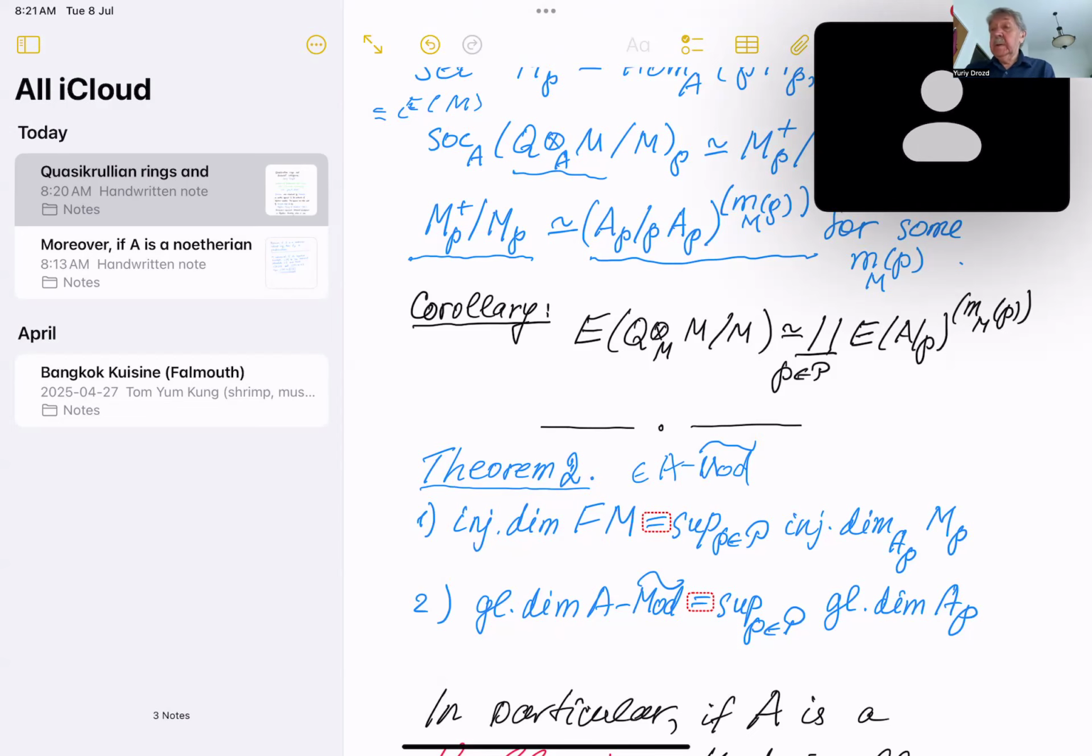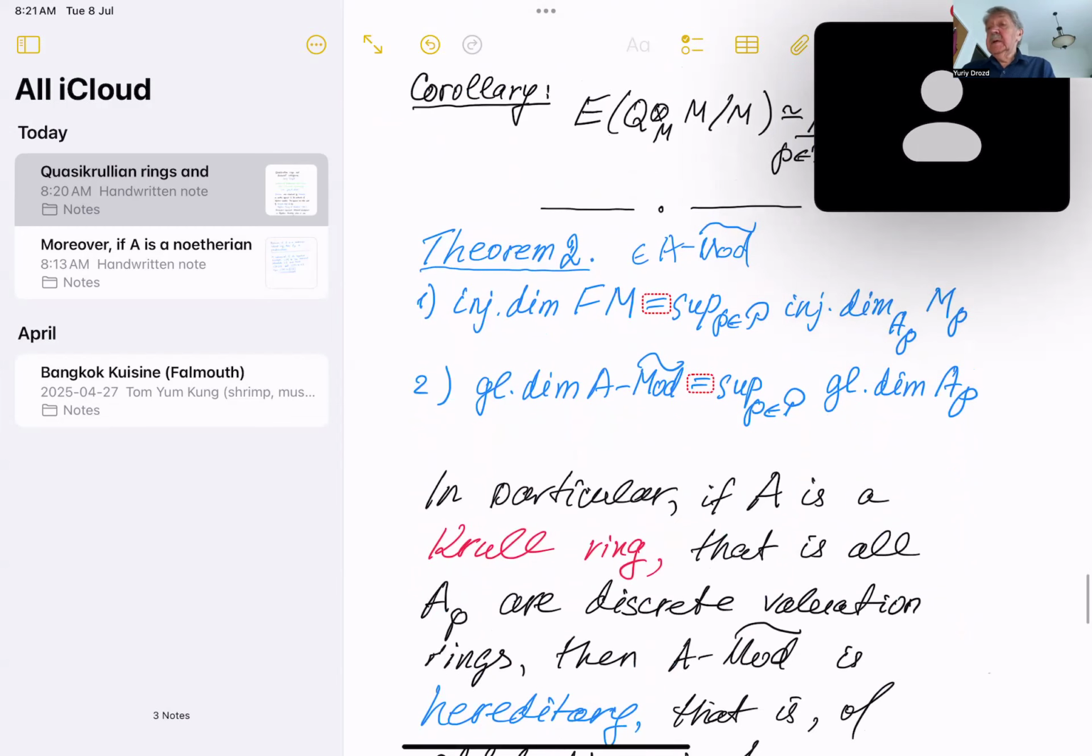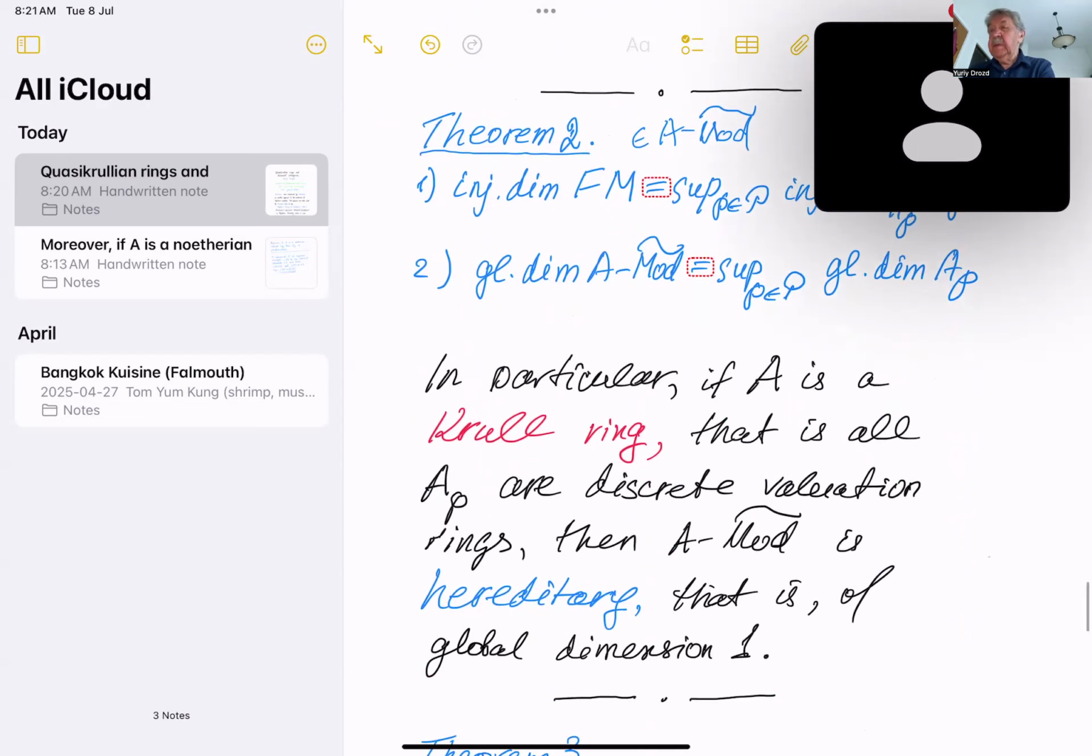Now, in particular, if A is a Krull ring, for instance, a Noetherian integrally closed domain, then A mod tilde is hereditary, that is, of global dimension 1. So all Ext tilde I are 0 if I is bigger than 1.